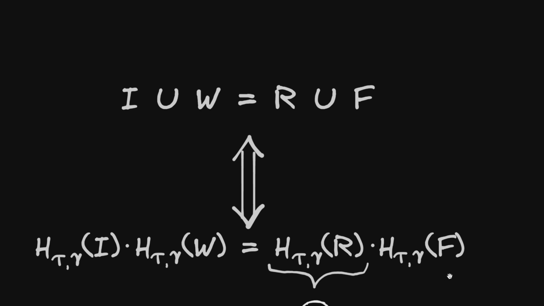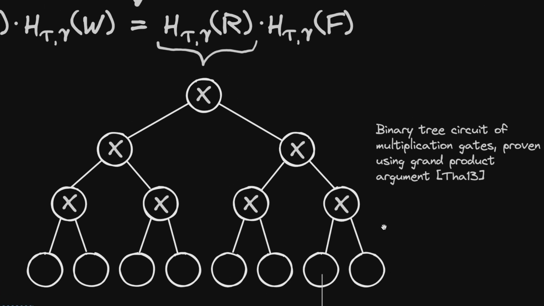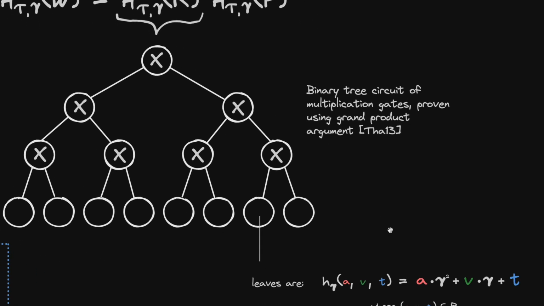And since each multiset hash is basically a huge product over things, it can be written as a binary tree circuit of multiplication gates, where the leaves are the Reed-Solomon fingerprints of each tuple. This allows us to prove the value of each multiset hash using the grand product argument from Thaler 13. The grand product argument is just an optimized version of the GKR protocol for binary trees of multiplication gates. At the end of the grand product argument, the verifier is going to need to evaluate the MLE of the leaves at a random point.